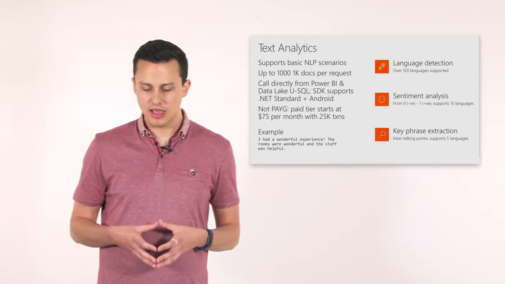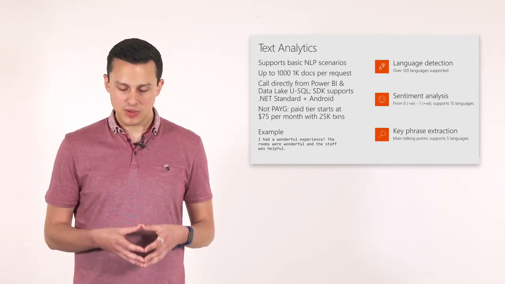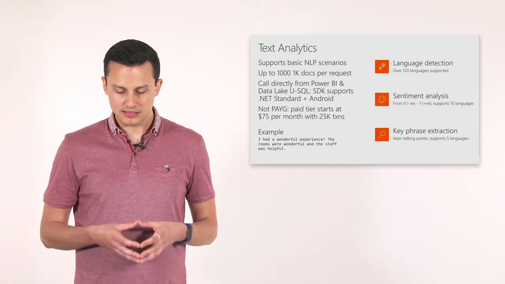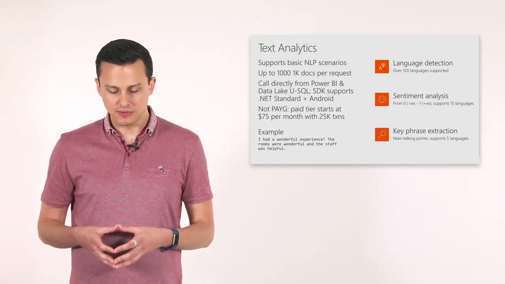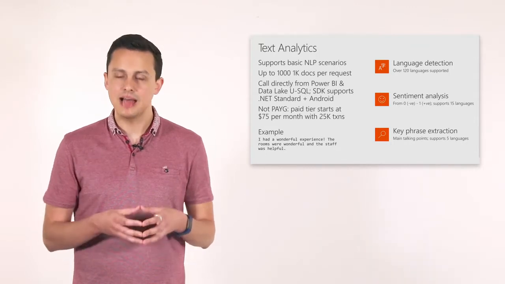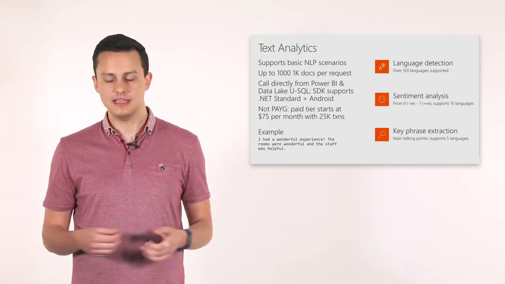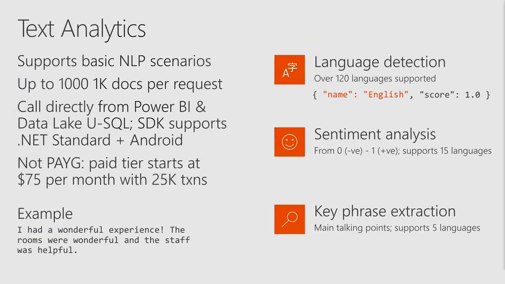So let's have a look at what the API can do for us via an example. So we have a custom text phrase here. I had a wonderful experience, the rooms were wonderful, and the staff were helpful. Let's pass this to the three APIs that the Text Analytics service exposes and see what the results are. So the first one is language detection. It can correctly and easily identify this as English with a high level of confidence.